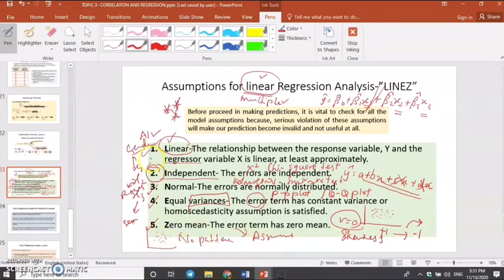Okay, so when 1, 2, 3, 4 are proven, means the assumptions are satisfied, then we can proceed to the fifth, and then for the fifth we can say it is zero mean. So this method is normally for parametric distribution. So maybe you have heard of parametric distribution. Okay, parametric distribution means we have to use linear. But if one of these assumptions is not satisfied, then you have to use non-parametric. Okay, this one is for your knowledge of parametric.